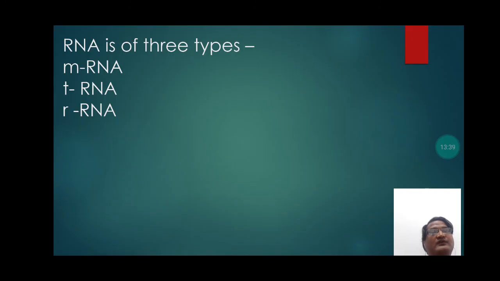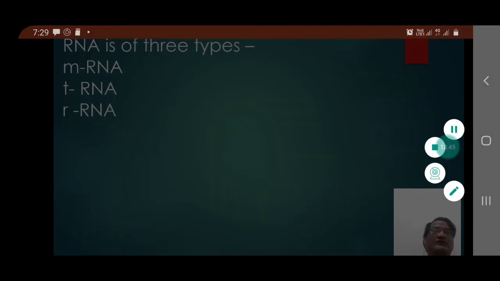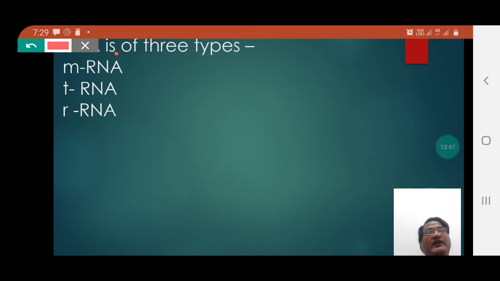RNA is of three types: mRNA, tRNA and rRNA. So students, in total RNA has three types: mRNA, tRNA and rRNA. Students, here M represents messenger RNA, T represents transfer RNA and R represents ribosomal RNA.